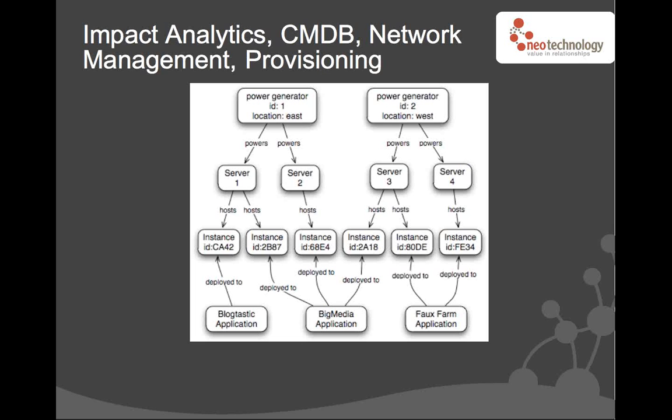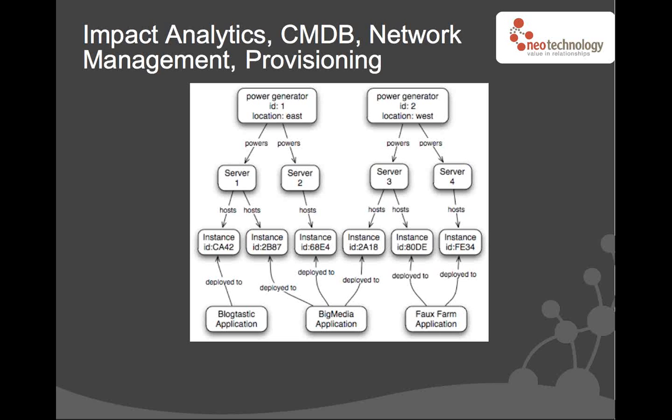Now, let's look at impact analytics and network management. Basically, network management means that you're managing topologies of physical or logical things. It looks roughly like this. This model is mostly a physical topology. You have power generators, and a number of servers that are powered by these power generators, and then you have instances of virtual machines, and then you have logical applications that might run on several of these machines, for instance database clusters, and probably farther down even more high-level things like user interfaces and so on.